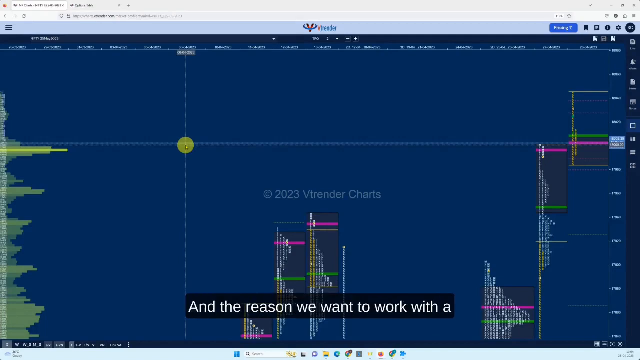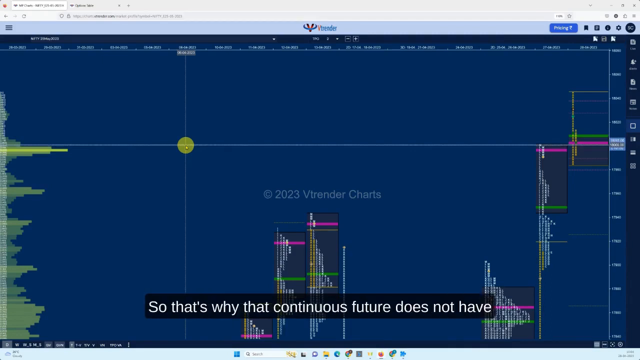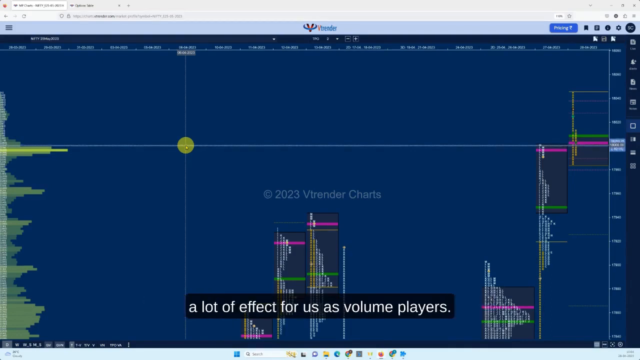And the reason we want to work with a May chart is that during the time of rollovers, it's not a given that all contracts would be rolling into the May future. So that's why that continuous future does not have a lot of effect for us as volume players.